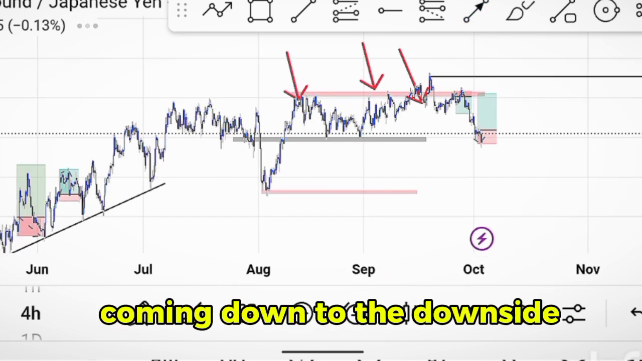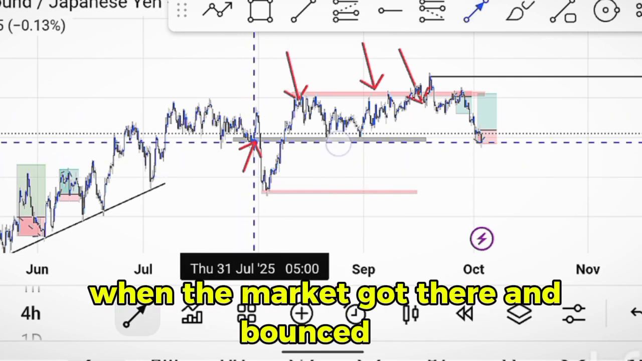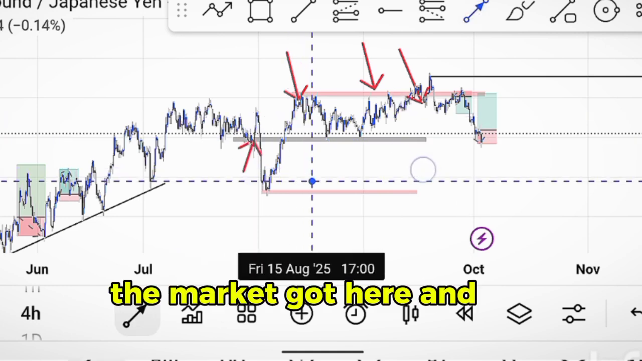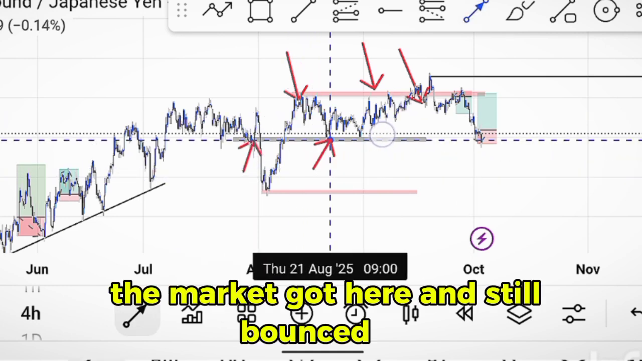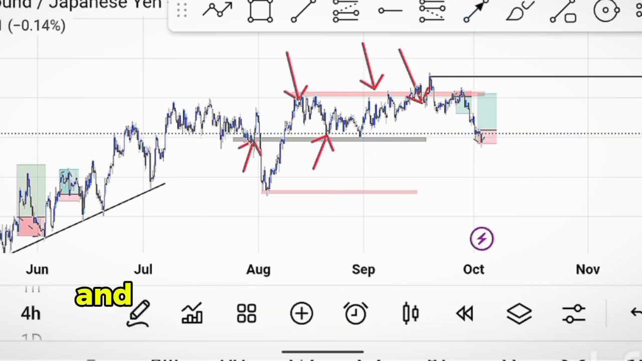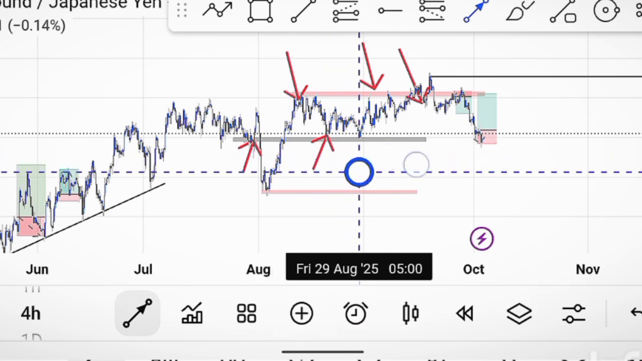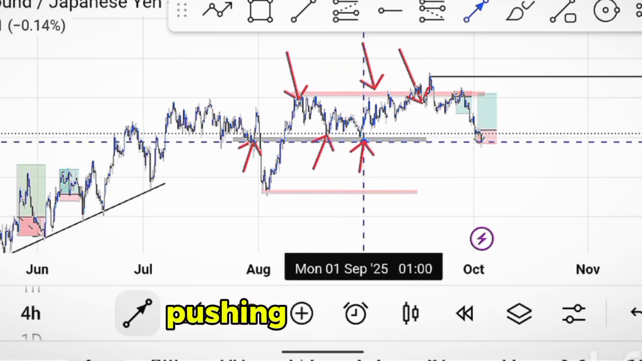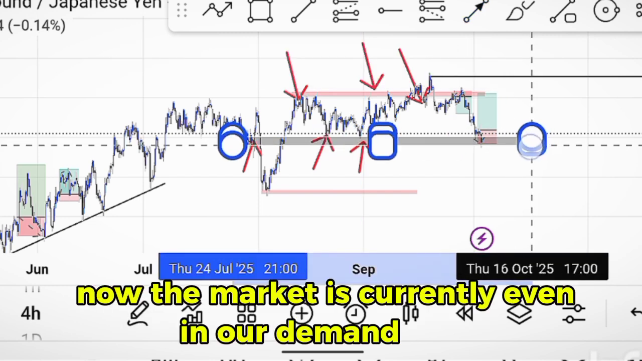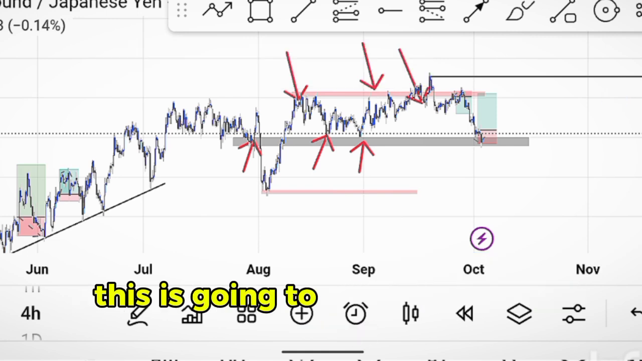Coming down to the downside, you can see some good demand zones. The market got here and bounced off. The market got here and still bounced off. You can see the market is reaching these zones and is having reactions to push to the upside. Now the market is currently even in our demand zone. This is going to be a good entry.